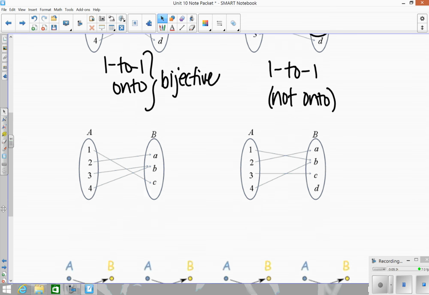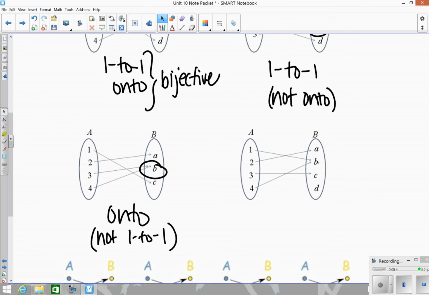This next example here would not be 1 to 1 because B has two inputs coming to it. So this is not 1 to 1. But it is onto because everything in the outputs is being used or has something coming to it. So it's onto.